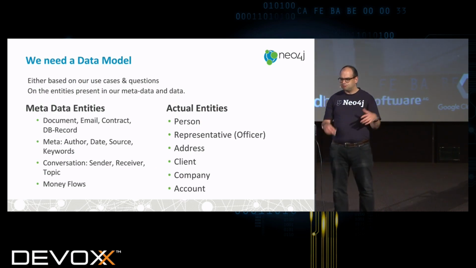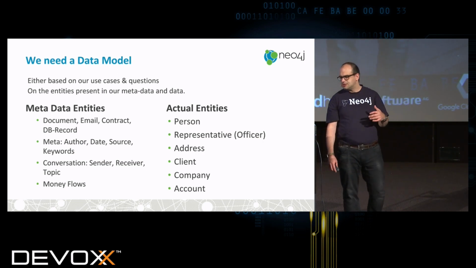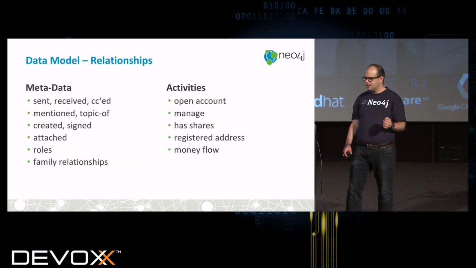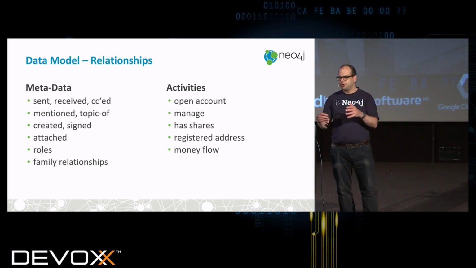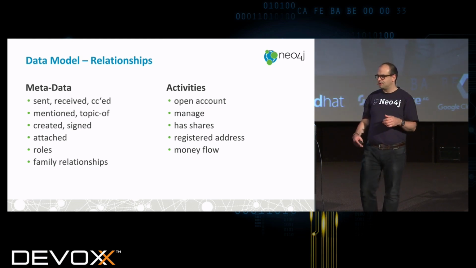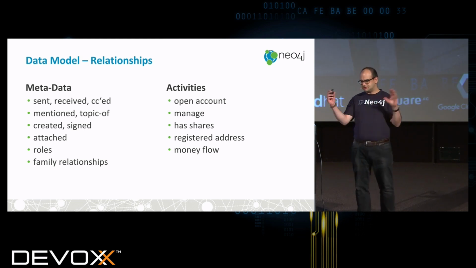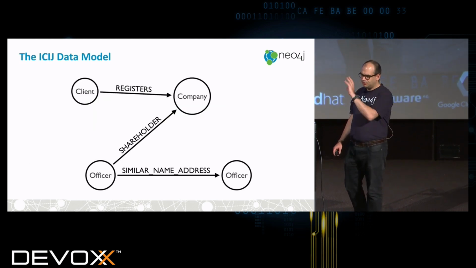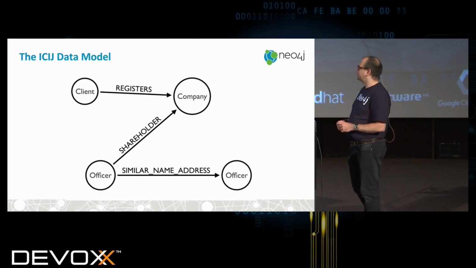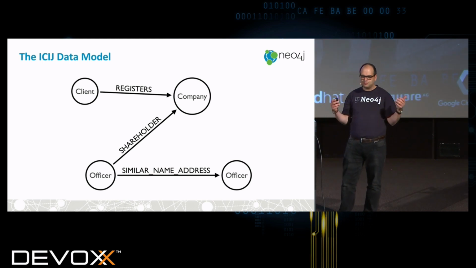So the data model, the potential entities they're working with: you have people, you have representatives, you have addresses, you have companies, you have accounts. So meta entities would be kind of in which document was that located, contract numbers, author, dates, and all that kind of stuff. Potential relationships, think about: I own a company, I have shares, I manage a company as general manager, I opened an account, the company has a registered address somewhere, money flows and so on, family relationships. That's roughly the domain that they're dealing with. So that would be a snippet of the data model they worked with. There is a client who registers a company, then there is an officer, which is a kind of shareholder of that company. This is only a short excerpt. These kind of models you build up when you try to understand the data structure.